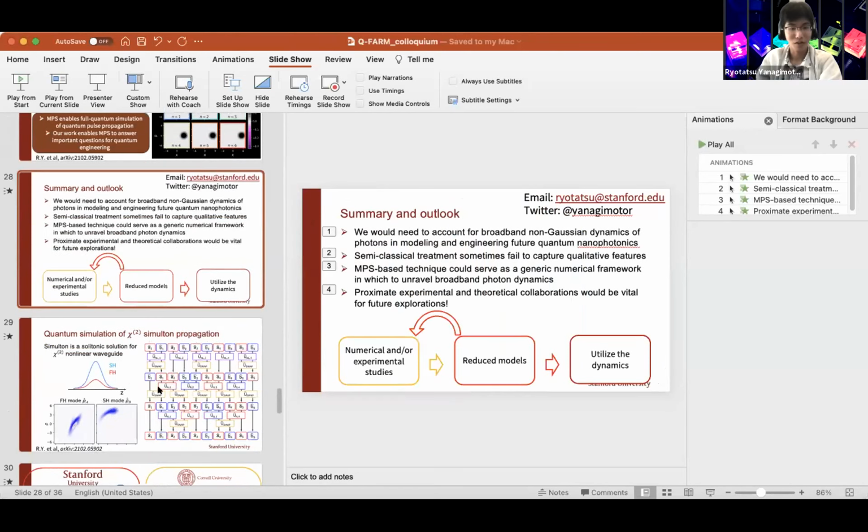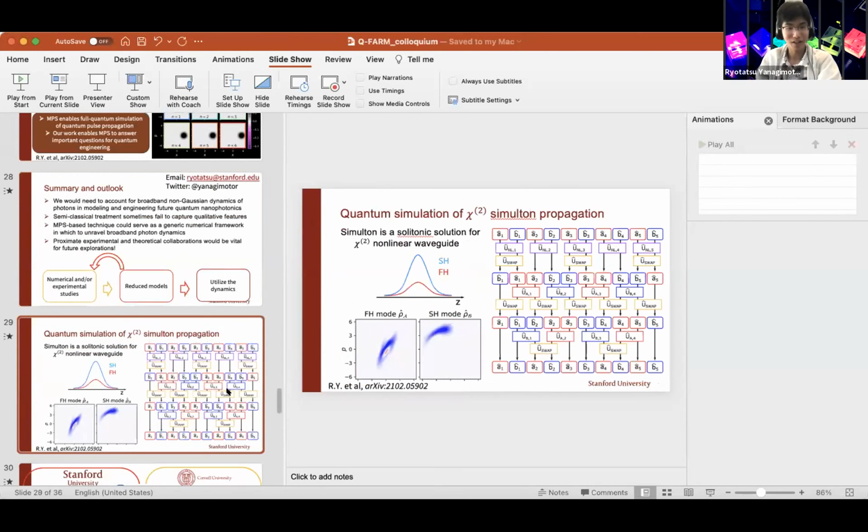Oh yeah, one last thing I wanted to say, related to the talk of Team, is that our MPS method is also compatible with the Kerr nonlinear system. It comes with a little bit of an overhead, but as long as the system is 1D, it can deal with that.